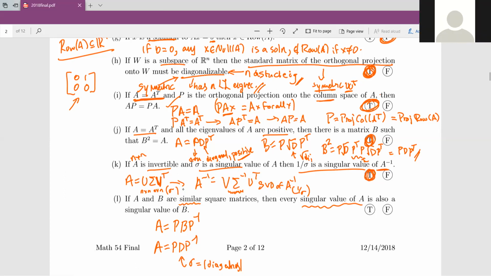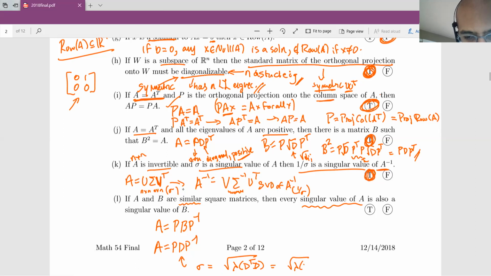Wait, sorry, why is it squared? Well, why isn't it squared? Well, let's think about it. Singular values equal square root of eigenvalue of D transpose D, right? Yes. D transpose D is just D squared, right? Oh, I see. Okay. This is absolute value of D. I'm being very sloppy with the notation, but you understand what I'm saying.